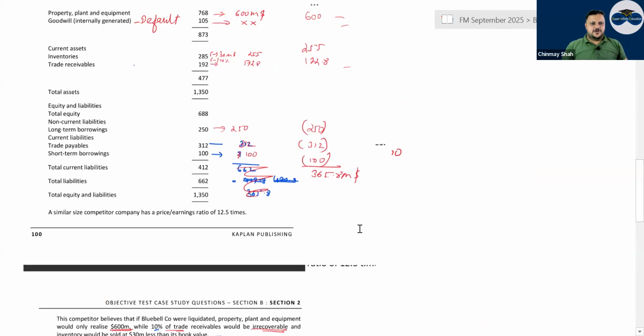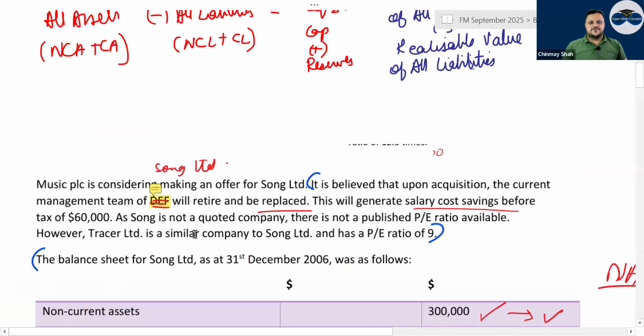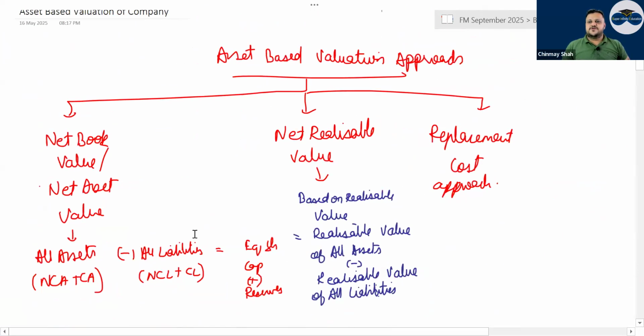Then when it comes to your replacement cost approach, the replacement cost approach is very straightforward. Replacement cost says major asset stripping is happening. What is asset stripping? Some companies are bought for their very good asset conditions or very good assets. So what you do is buy the company for the asset and not for the full company. So whatever is the value of the asset will be the value of the company. But there are no practical questions on this at all, right?